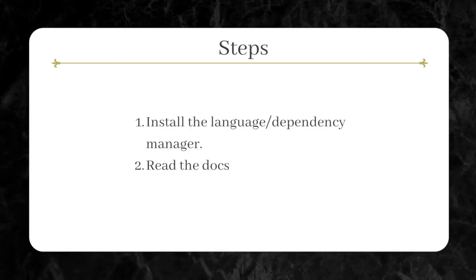So install Python and the dependency manager, like pip. For Express, it's Node, and npm. For PHP, it's like a PHP server, like MAMP or XAMPP or something like that, and then their dependency manager, I think it's Composer. If it's Java, it's Maven. So install the language and the dependency manager, and then second, read the docs.